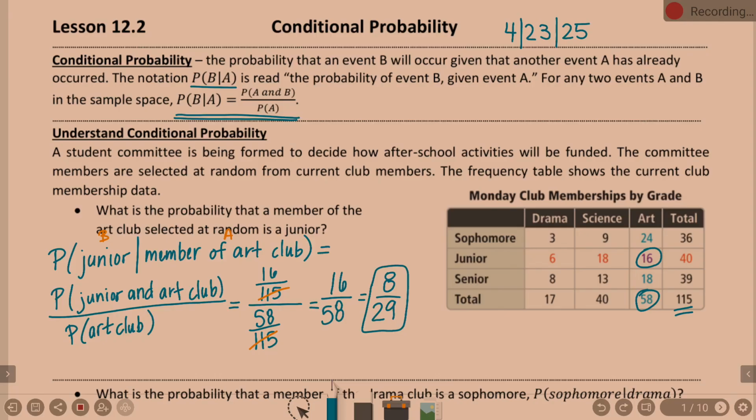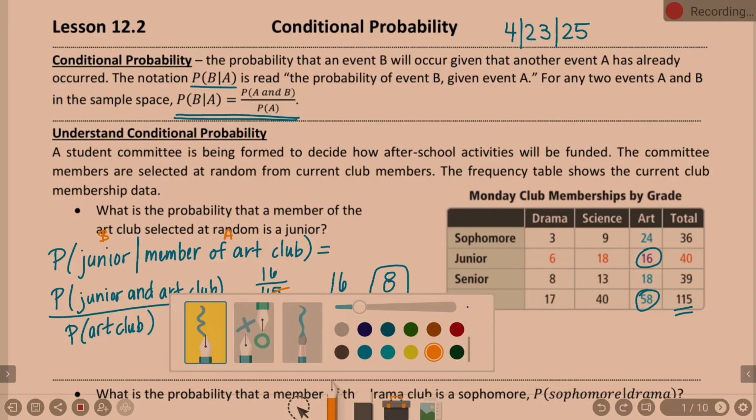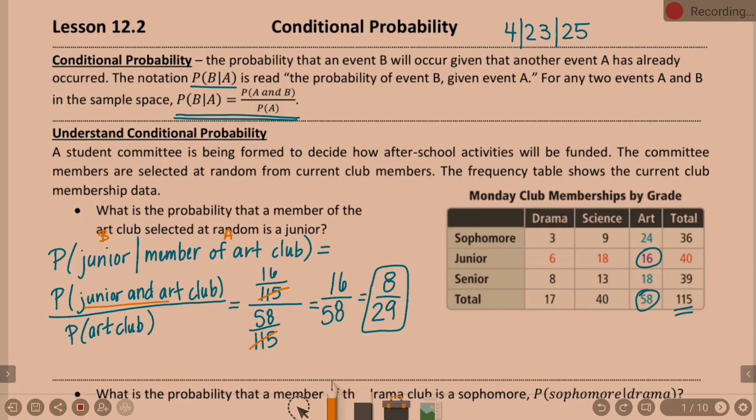Okay? So the fact that basically you're looking at these numbers, right? Junior and a member of art club over the art club. You can skip the idea of probability in terms of they're both going to be out of the total number of students. Okay, questions here? Are we good? Okay, so let's try a few more with this table. And as I said, we're looking at several examples today.